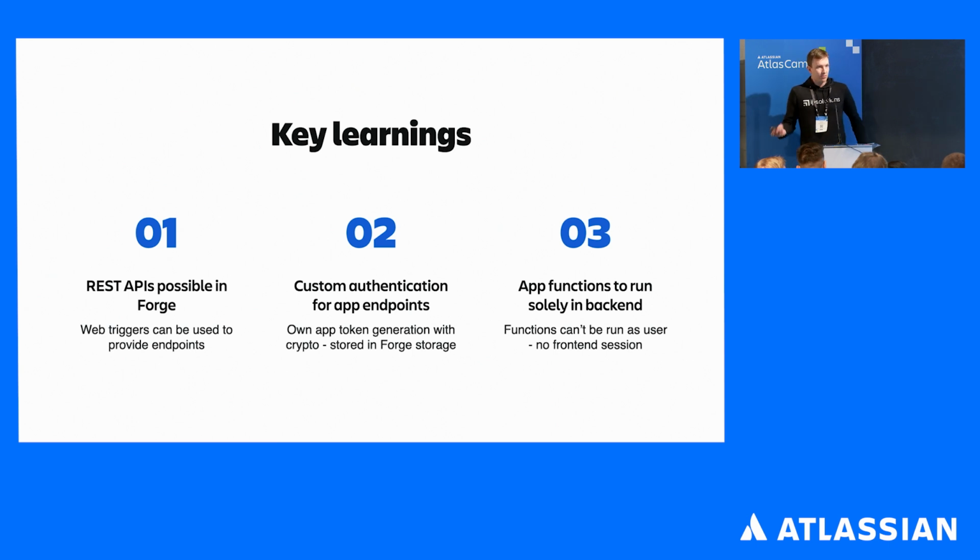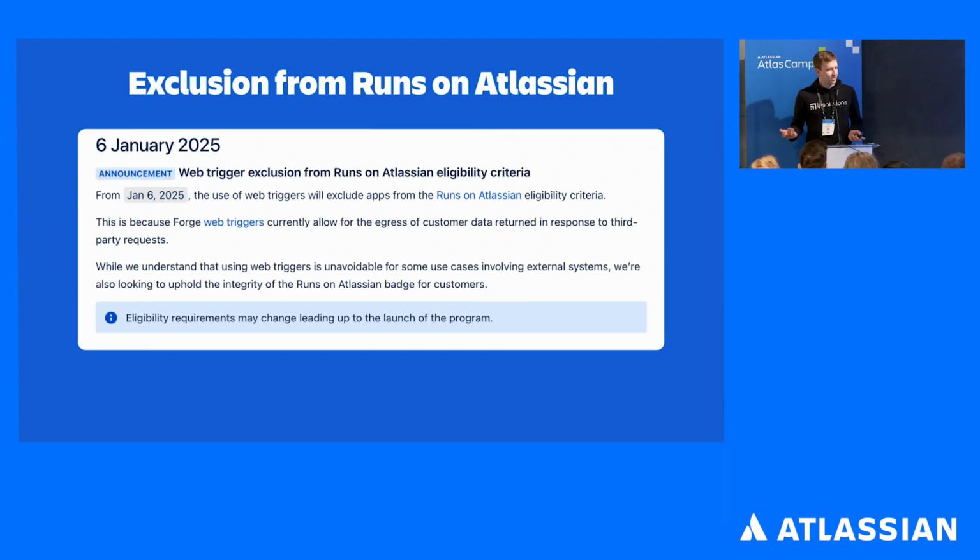So it was great to have that achieved, but at the beginning of the year, we had to learn that this prevents our apps from being eligible for Runs on Atlassian. All our apps are in Forge, so they are basically fine. But web triggers are excluded. So we had to make a trade-off. Either we remove that functionality for customers and get eligible for Runs on Atlassian, or we don't get the badge, but keep the endpoints.